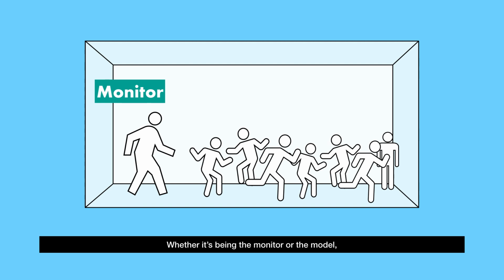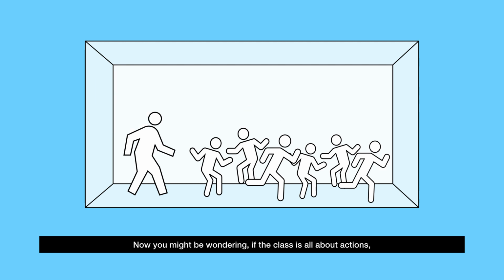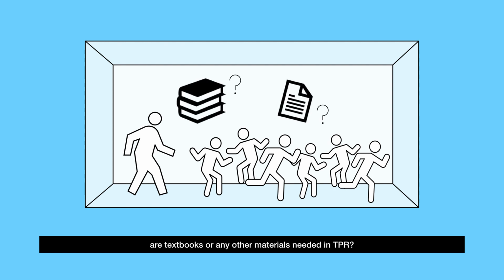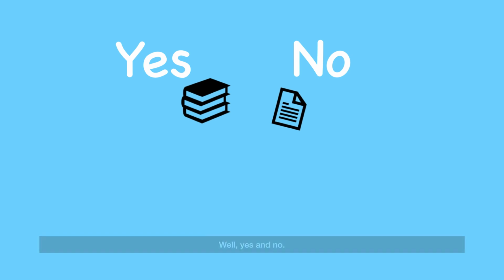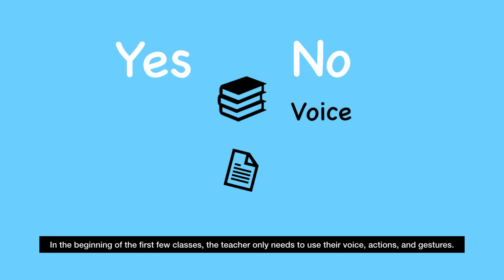Whether it's being the monitor or the model, the teacher can evaluate the students based on the ability to follow the commands given. Now you might be wondering, if the class is all about actions, are textbooks or any other materials needed in TPR? Well, yes and no. And that starts with the no. In the beginning of the first few classes, the teacher only needs to use their voice, actions, and gestures.